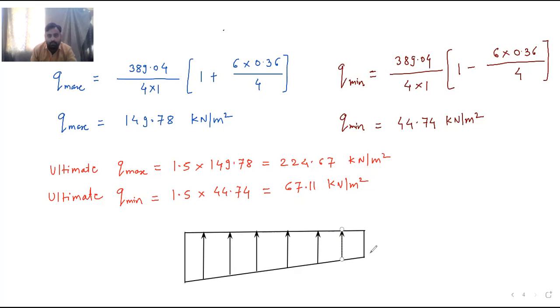So this is the diagram for pressure intensity. This ordinate is 67.11 kilonewton per meter square, and this ordinate is 224.67 kilonewton per meter square. These are the two ordinates which we have got for the soil pressure which is acting from below.